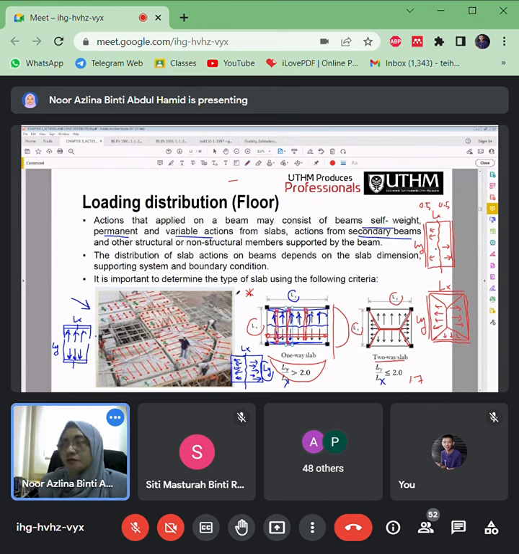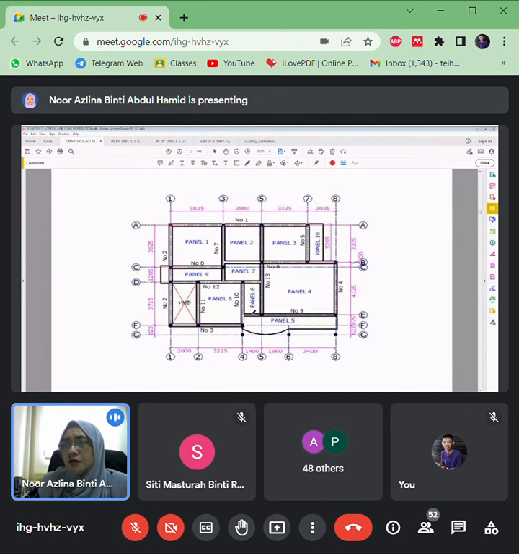Okay, once I put a star here, that means it's very important for you to understand in the design process. Okay, look at this layout here.